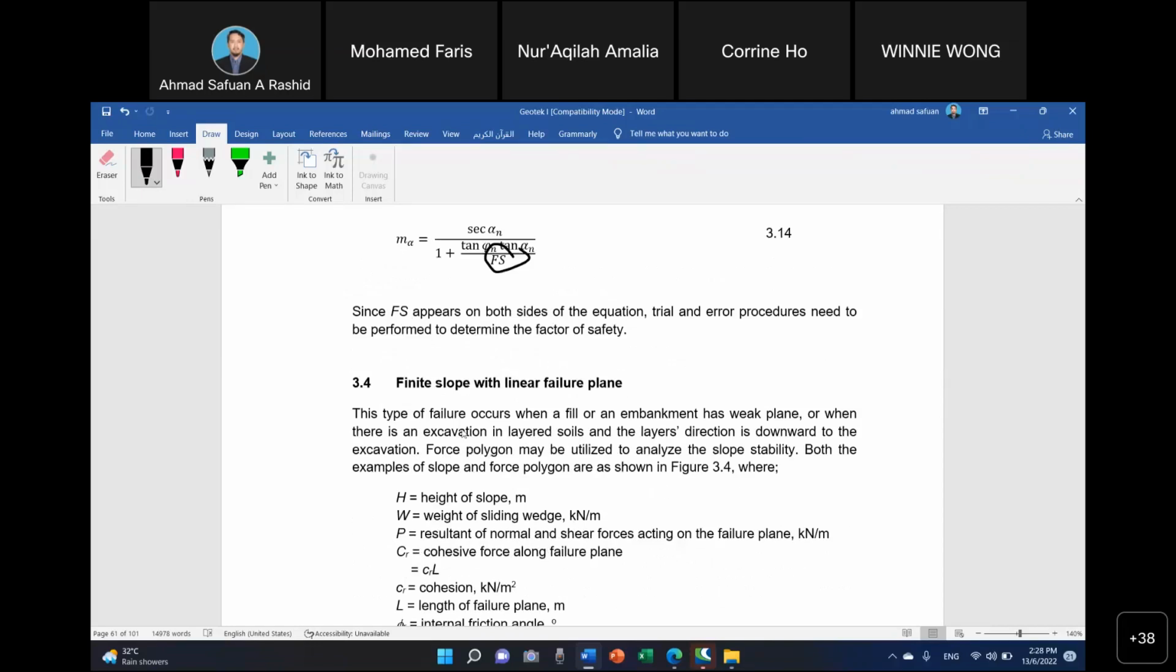This type of failure occurs when a fill or an embankment has a weak plane, or when there is an excavation in layered soil and the layer direction is downward to the excavation. A force polygon may be utilized to analyze the slope stability. Both the example of the slope and the force polygon are shown in figure 3.4.